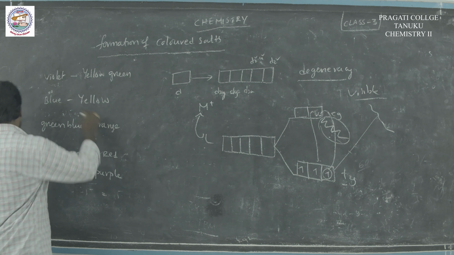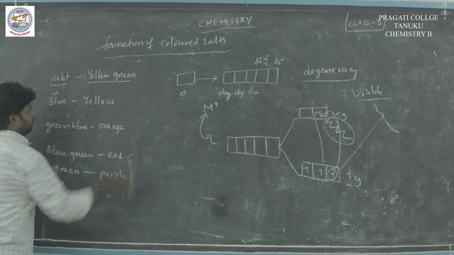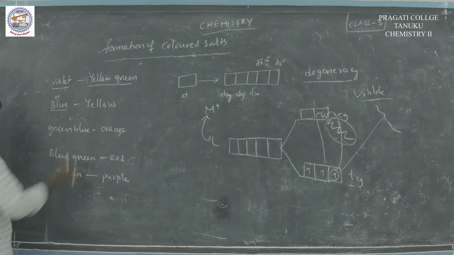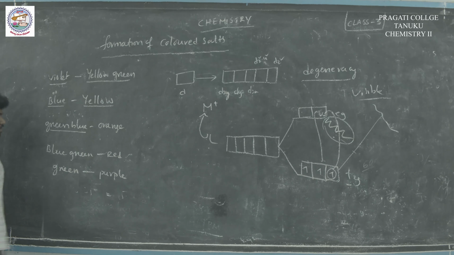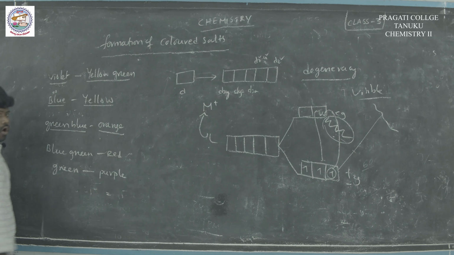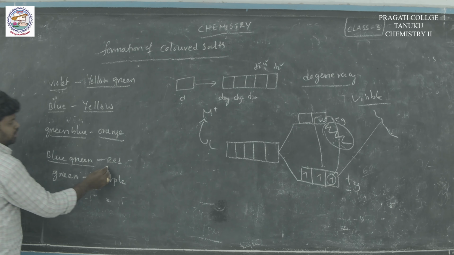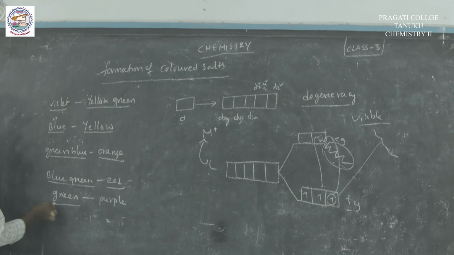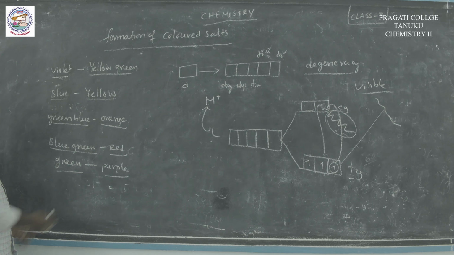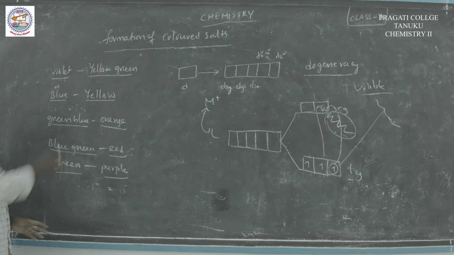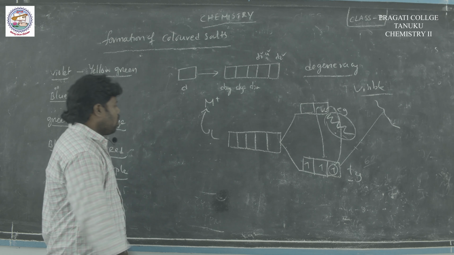Absorption of violet color emits yellow green, absorption of blue color emits yellow, absorption of green blue emits orange, and absorption of blue green emits red. When green is absorbed, purple is emitted. These are all opposites, and these colors are called complementary colors.